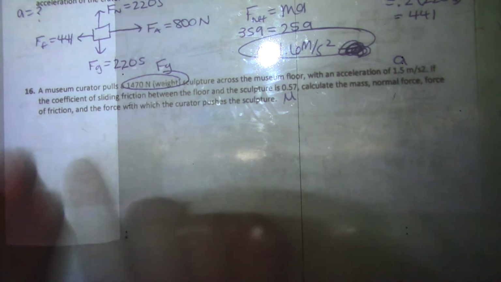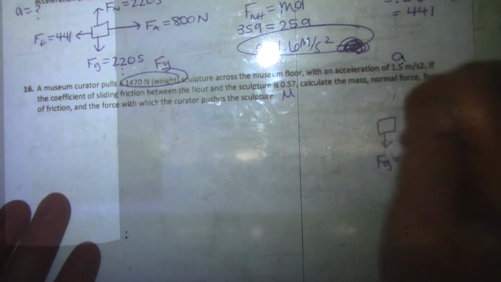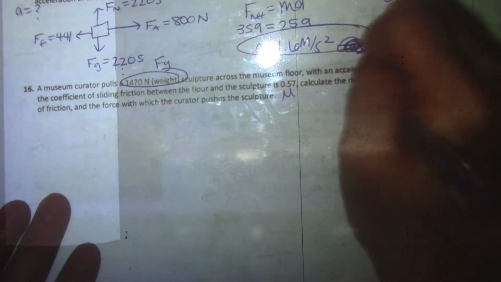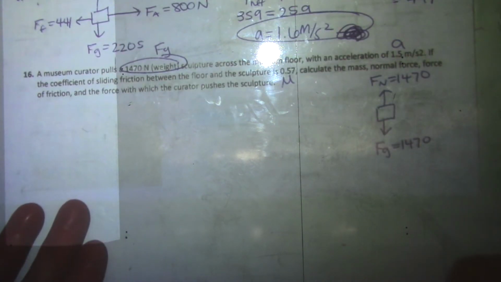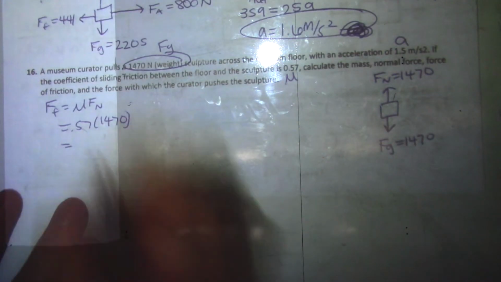I'm trying to find a lot of things, so let's just draw our diagram. I have the force of gravity. I do not need to multiply by 9.8 to get it because I gave it to you. So I know my gravity and I know my Fn. I have mu, so let's go ahead and find force of friction. That gives me 837.9.